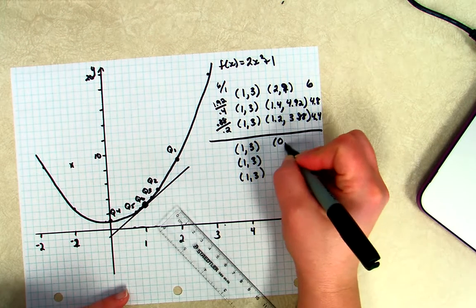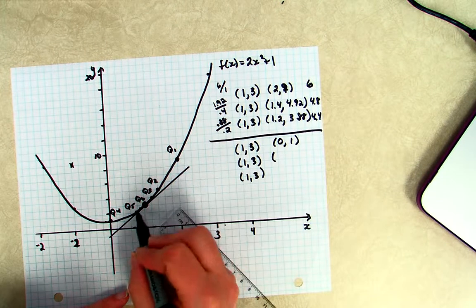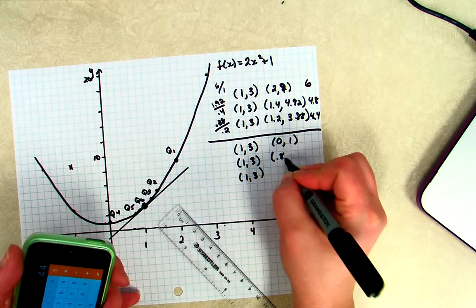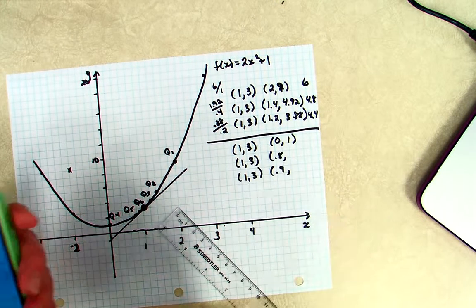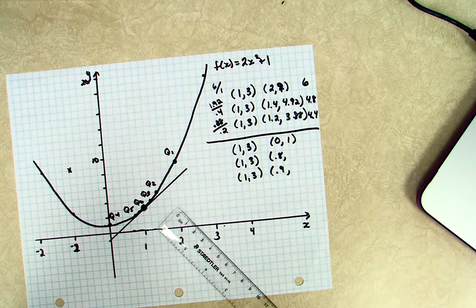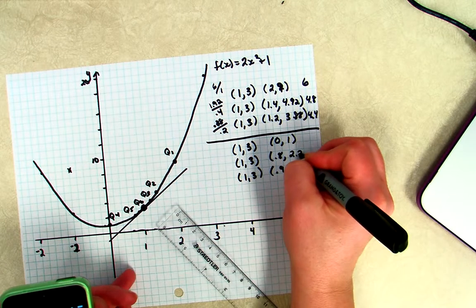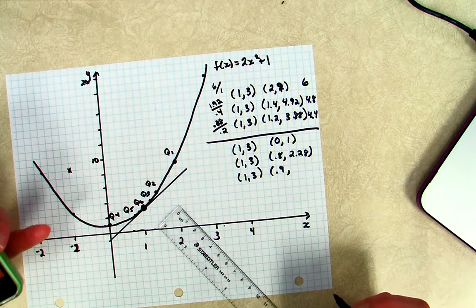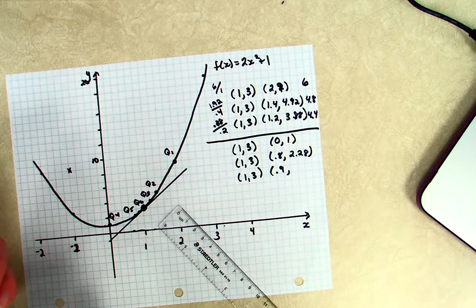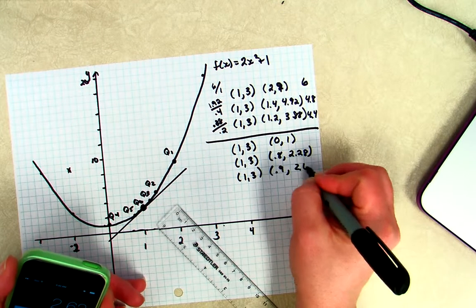So my first point was 0 and 1. Then I picked 0.8, and then I picked 0.9. And again, using my calculator in the function, 0.8 squared times 2 plus 1 is 2.28. That does not make sense. It should be, oh no, lower than 3. It does make sense. And then 0.9 squared times 2 plus 1 is 2.62.